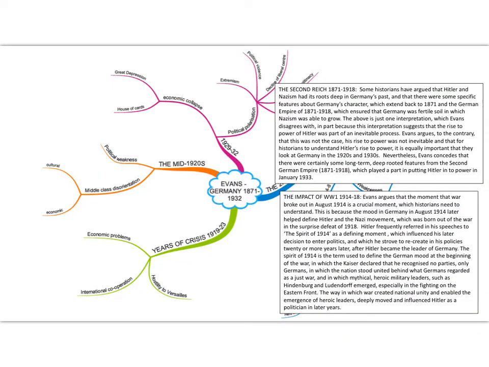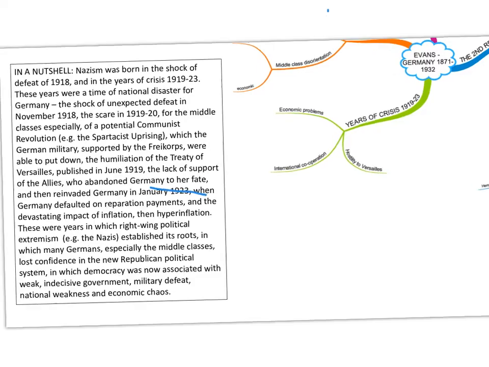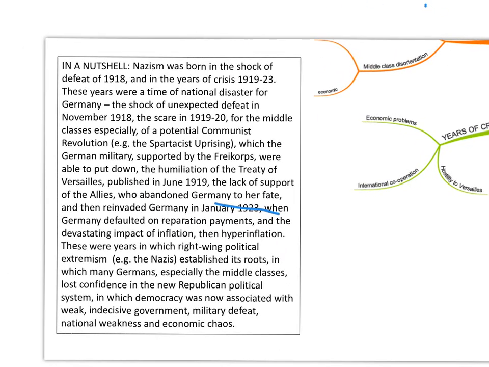Okay, so we've covered the first big strand. We now move to the years of crisis, 1919 to 23. And in a nutshell, again, you know about this, but let's just make sure we're clear. So the shock of defeat, okay? What's this about? So Nazism was born in the shock of defeat, okay?